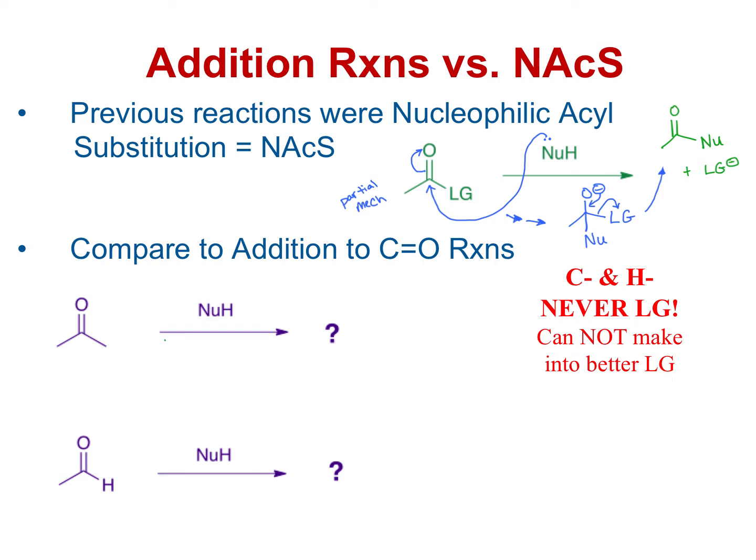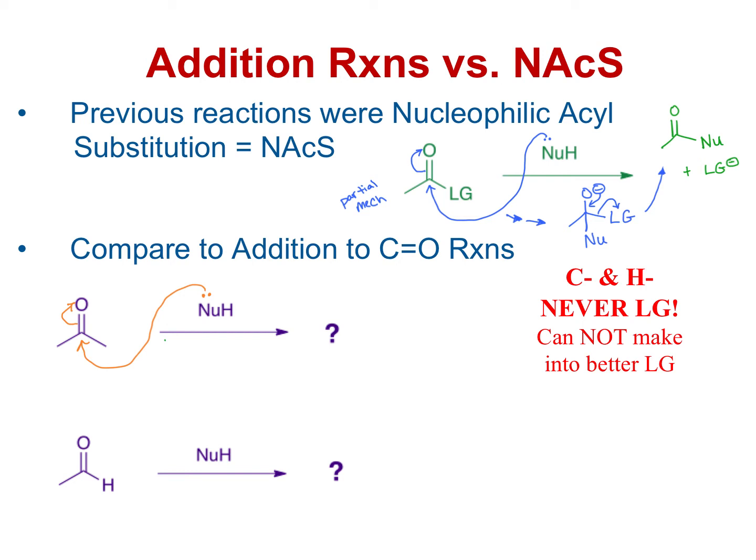That's just never going to happen. So the nucleophile is still going to attack at the carbonyl carbon. So let's look at that. The partial mechanism would be: the nucleophile here is going to attack at the carbonyl carbon, and electrons are going to go up, just like we saw before. Okay, so that part's similar.